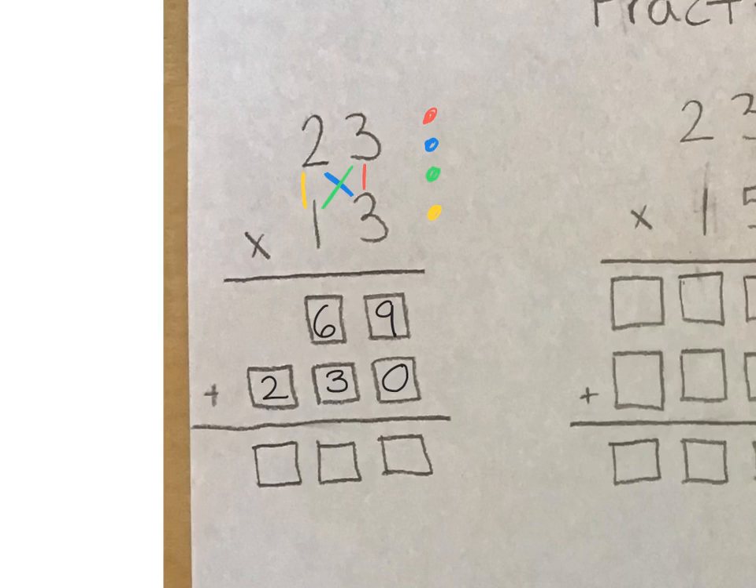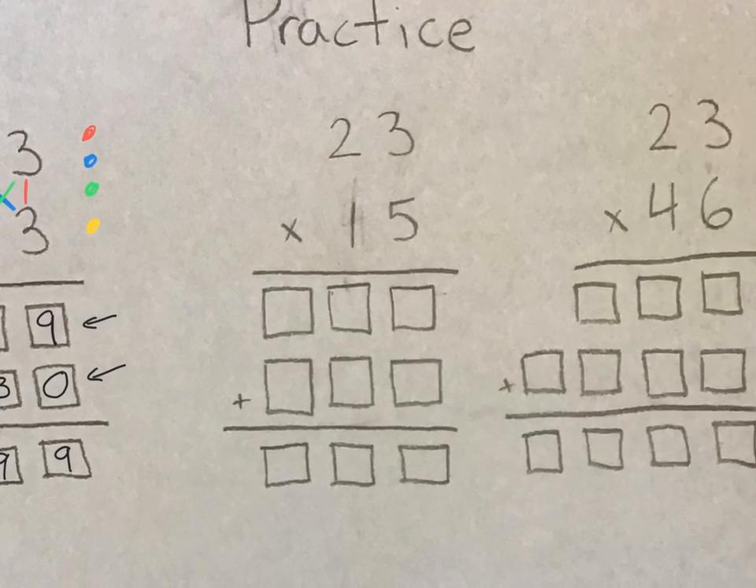So now I have my two partial products right here and right here. So I just need to add them together. So 9 plus 0 is 9, 6 plus 3 is 9, 2 plus nothing, 2. So let's go on to the next problem here.